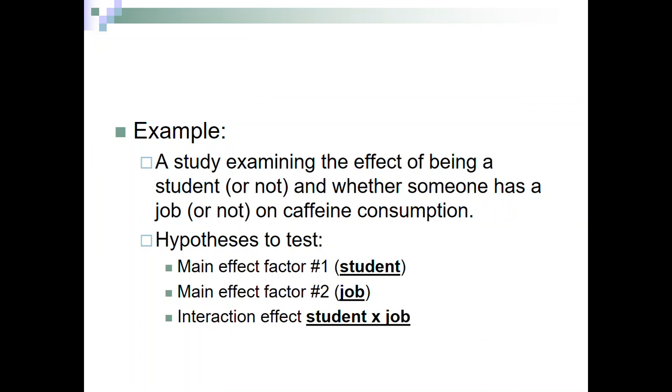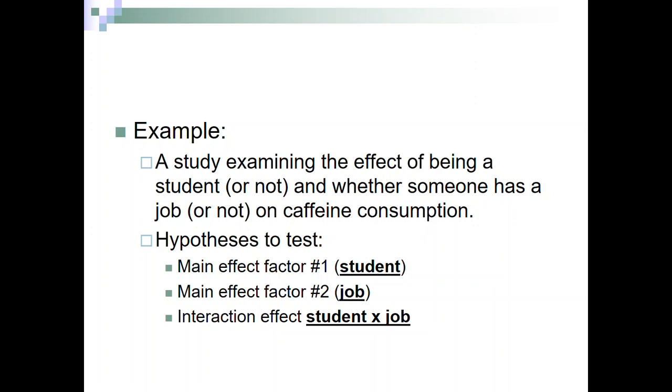because in this example we have two different factors, or a factor again could be either a quasi-independent variable or a true independent variable. But those two different factors in this study would be whether you're a student or not, so that's one factor, and that would be a quasi-independent variable. And our second factor would be whether you have a job or not, which is also another quasi-independent variable. And we're looking at the effect of both of those factors on one outcome, one dependent variable, which would be the level of caffeine consumption in this example.